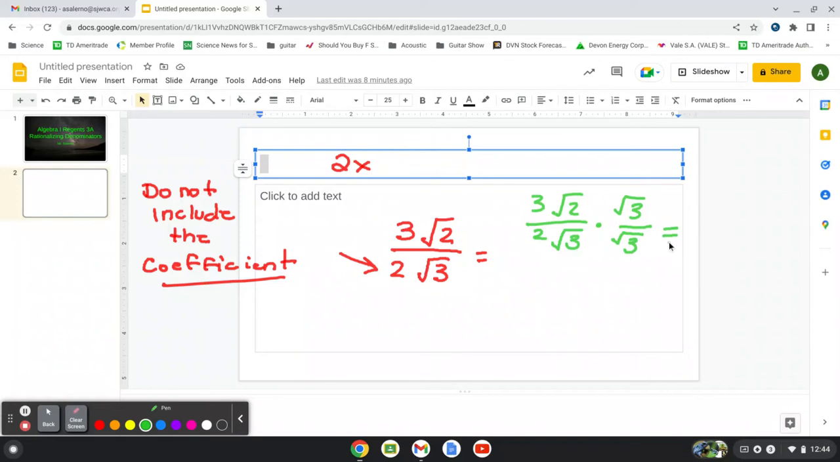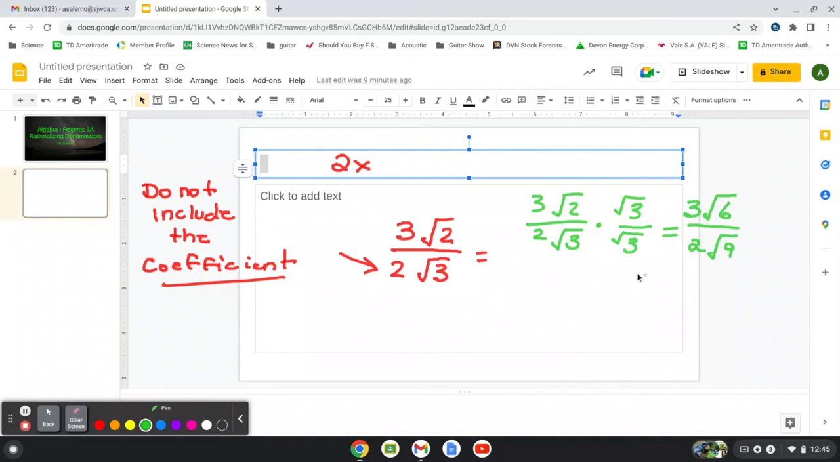And what do you think we get? What do you think our answer is now? So over here you have 3 square root of 2 times the square root of 3. Right? So that's going to be 3 square root of 6. Right? And on the bottom, what do you think the bottom will be? It'll be 2 square root of 9.